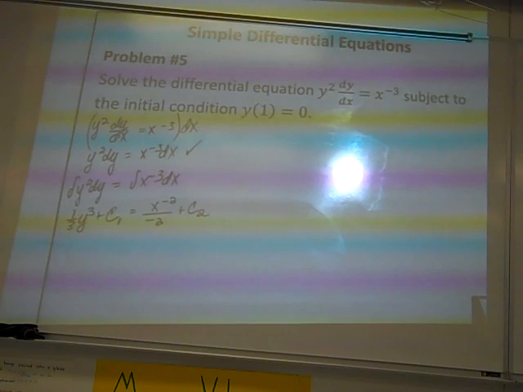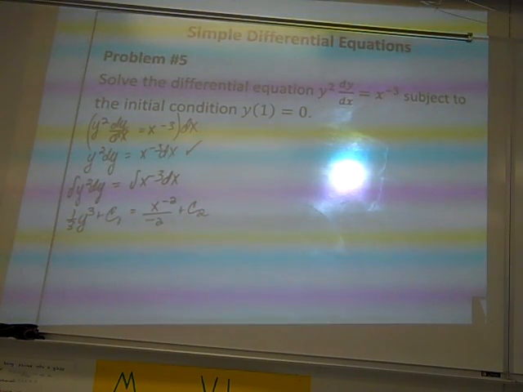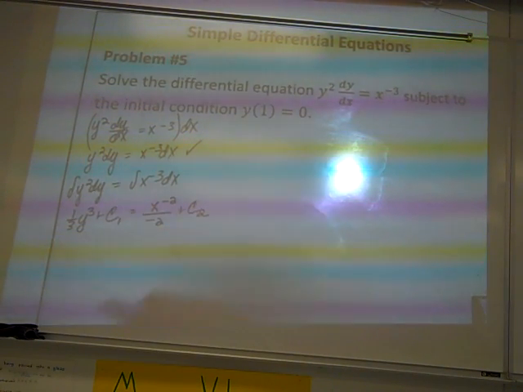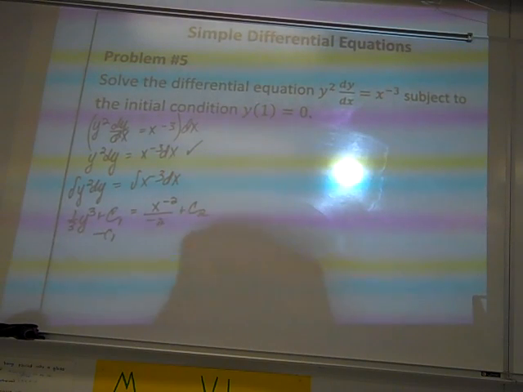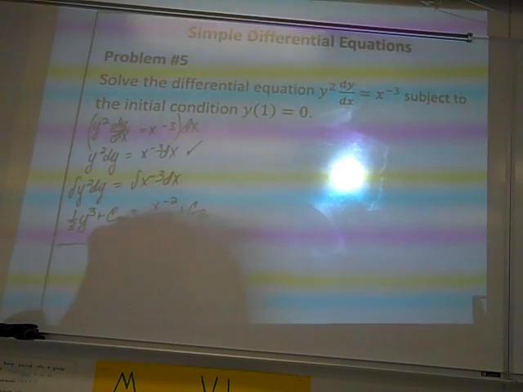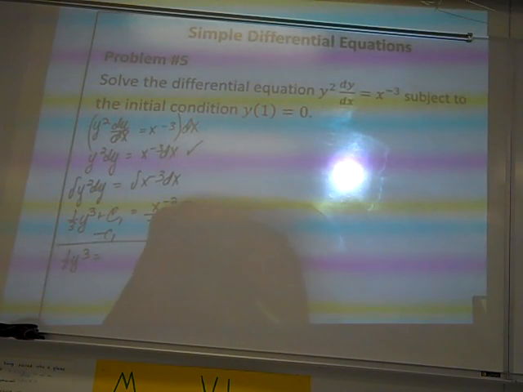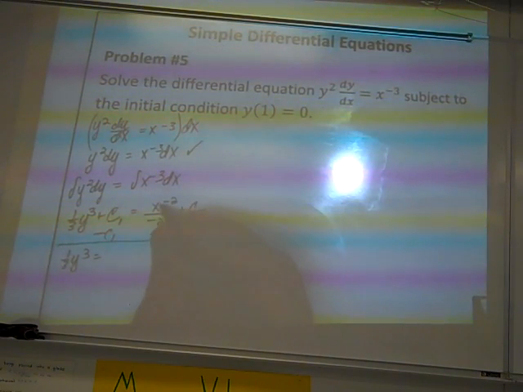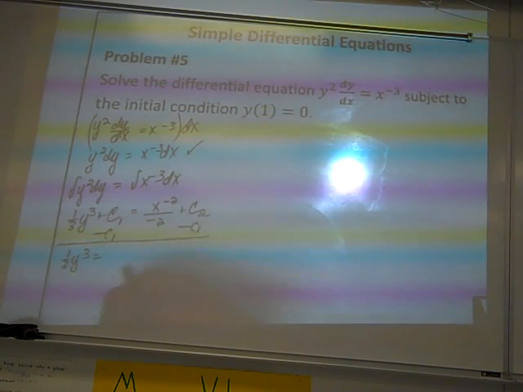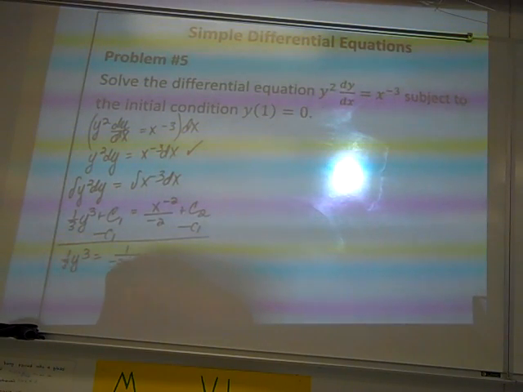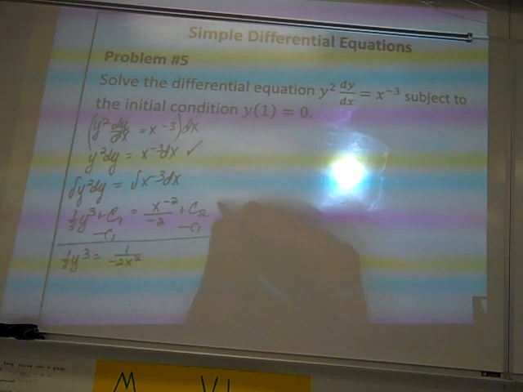Let's first go about solving it for y. This is what I typically do in class. In order to do that, I'm going to subtract C1 from both sides. We get 1/3 y cubed is equal to, I'm going to rewrite x to the negative 2, we can send that downstairs into the denominator, so we get 1 over negative 2x squared.